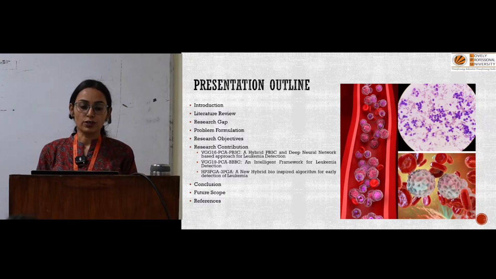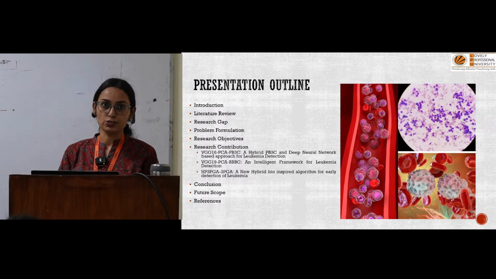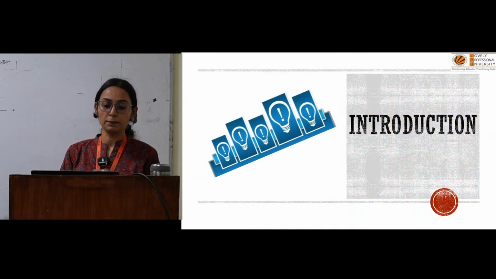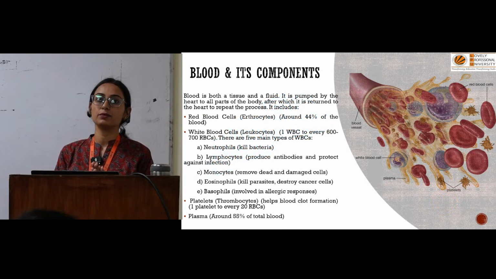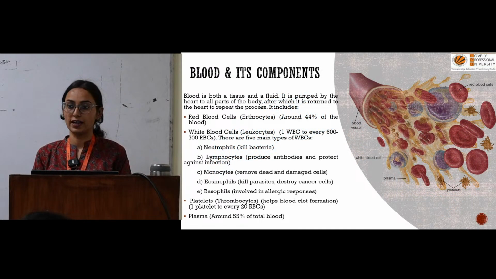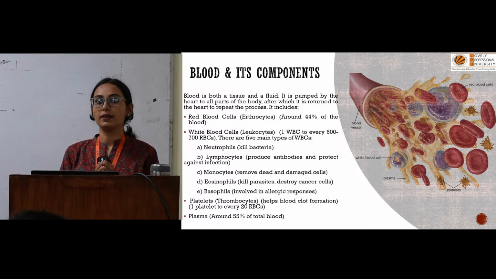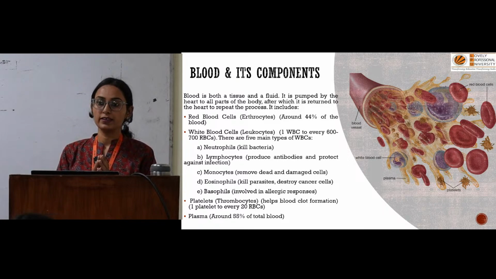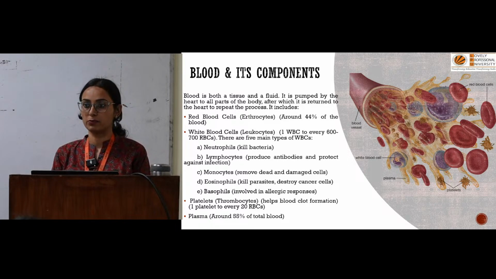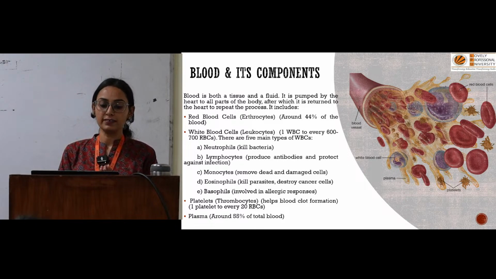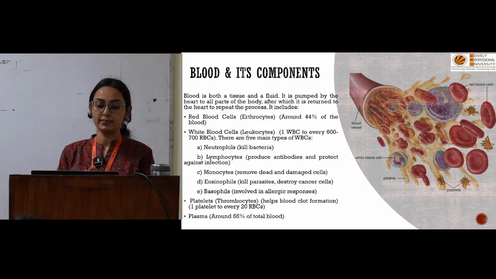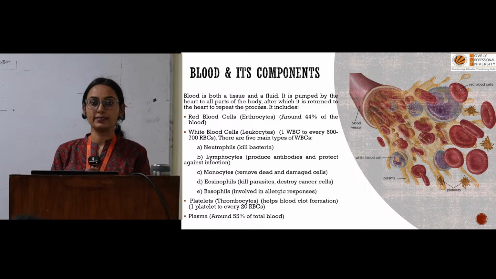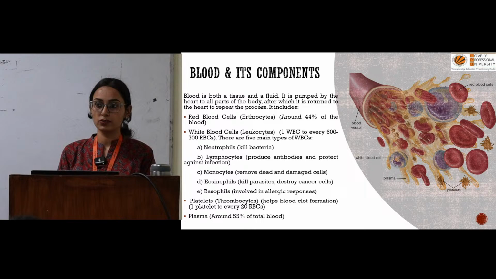Okay, so now if I talk about the introduction to the topic, first of all, it's about the blood. Blood is considered both a tissue as well as a fluid, and generally it contains various types of cells. Four different types of cells are there: white blood cells, red blood cells, platelets, and plasma. Red blood cells are also called erythrocytes, and white blood cells are also known as leukocytes. Then we have the thrombocytes.